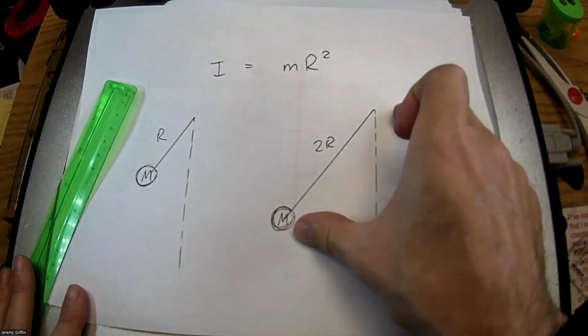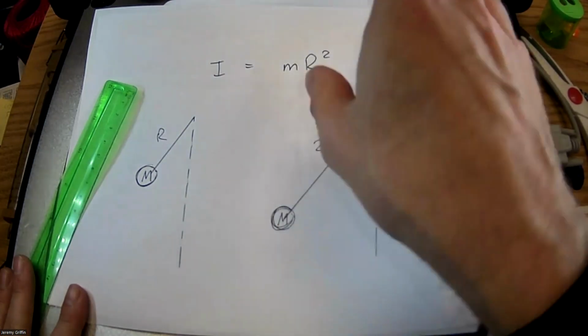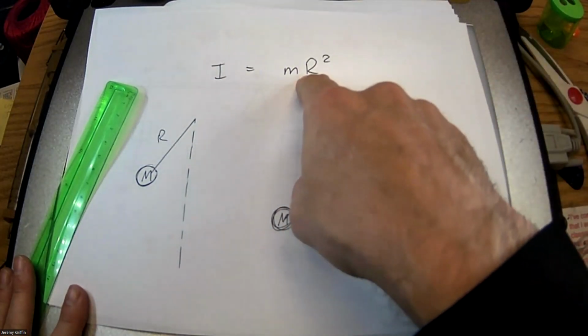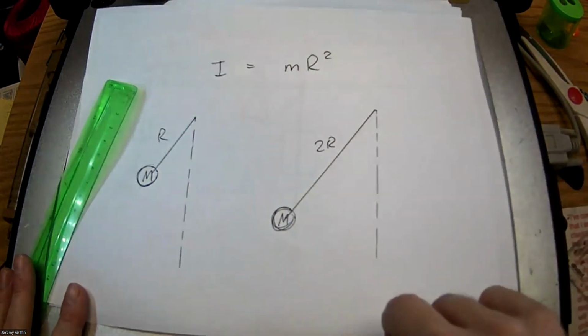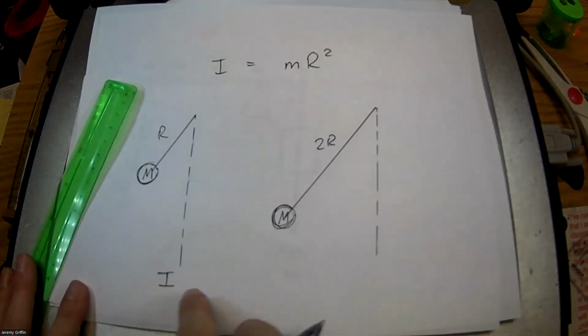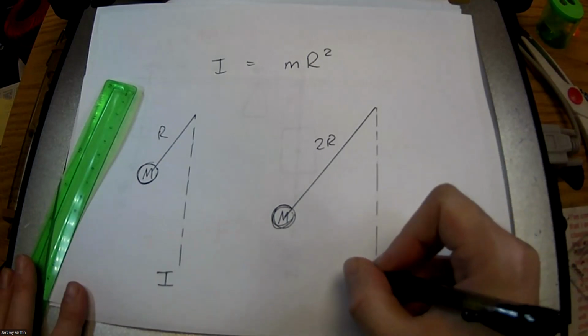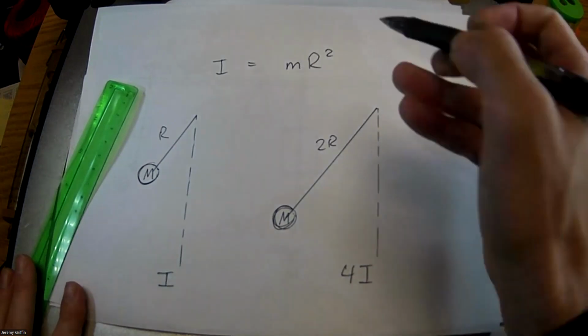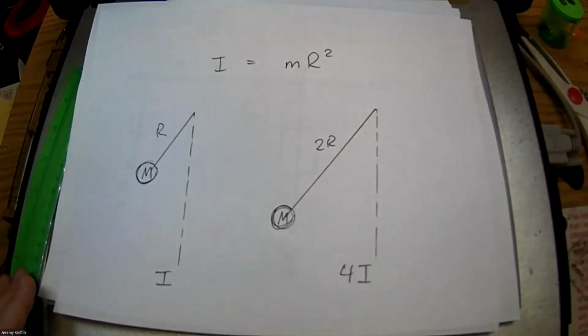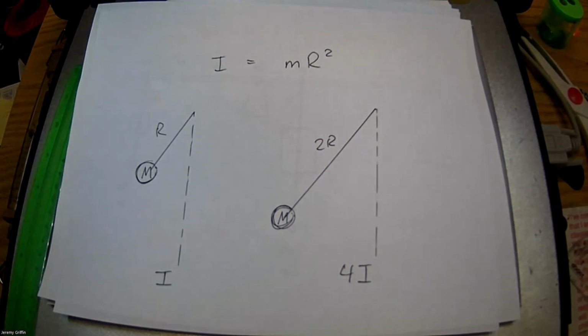Double. Guys, if you double the length, leave the mass the same, but if you double the length, what happens to the rotational inertia? If this is I, this is how many times I? 4. Right? Because the factor of 2 being squared, that would be 4 times, wouldn't it? Yeah. All right.